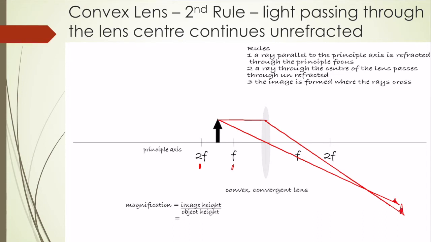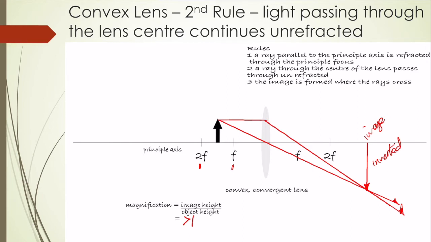And where they cross, we can now draw our image. And you'll notice a few things about the image this time. And the things you should notice are the image is inverted. It's upside down. It's also magnified. It's bigger than the object. So this, again, will be greater than 1. It's also real, which means I could put a screen somewhere and I could focus the image onto the screen.